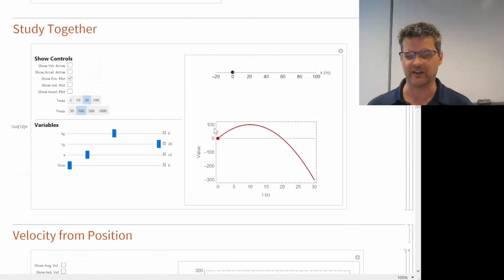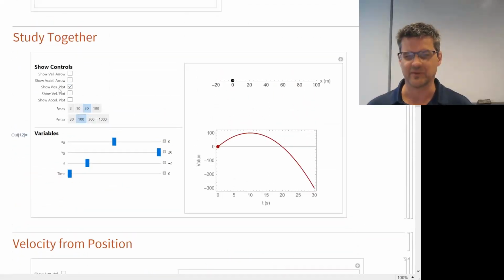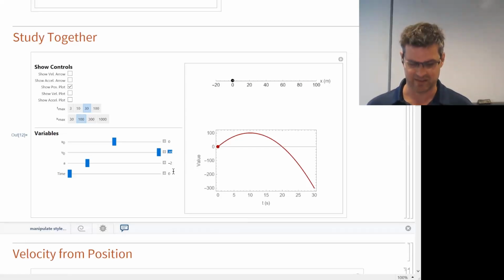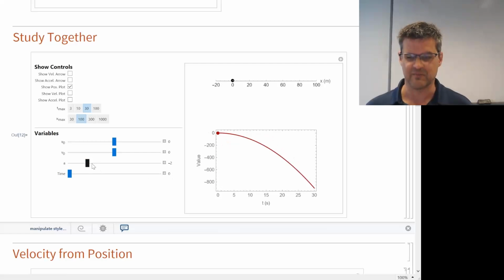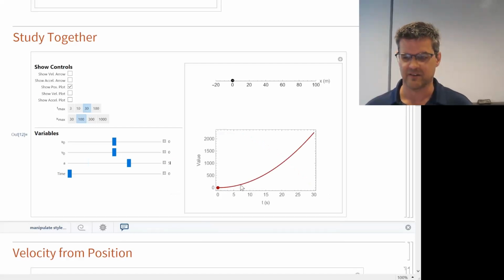Something that's parabolic, here I'm looking at position as a function of time. This is a parabola. Maybe we start at x0, maybe we have an initial velocity of 0, maybe we have a positive acceleration, I don't know, 5. This is a parabola. We want to see the velocity.